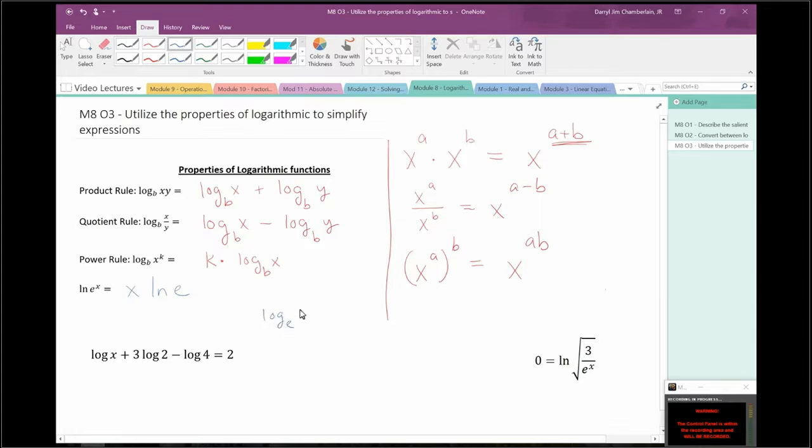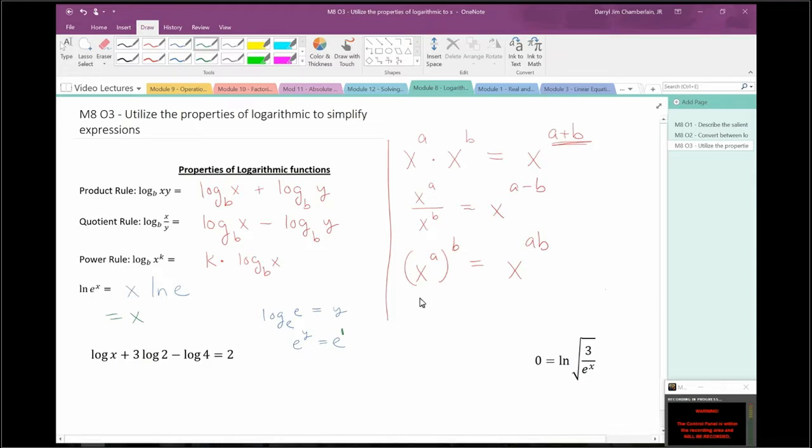So again, natural log is the same thing as log base e. And let's use a conversion. Let's just say we don't know what this is and convert this to exponential form. That says e to the y is equal to e. So I think we know what this is equal to. It's 1. So we have this nice property that natural log of e to the x is x.